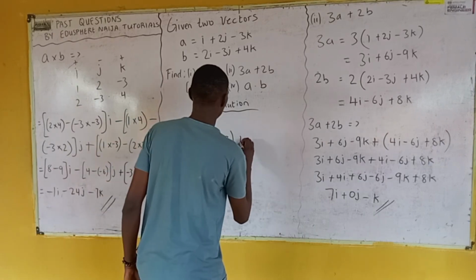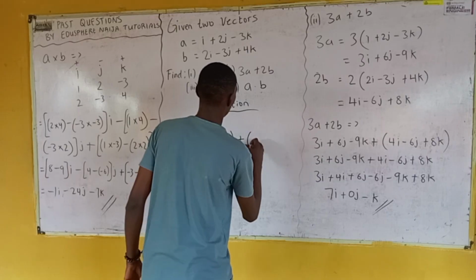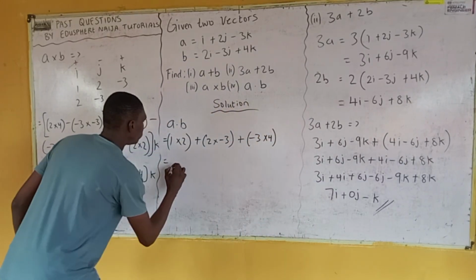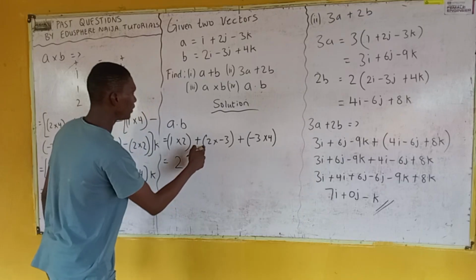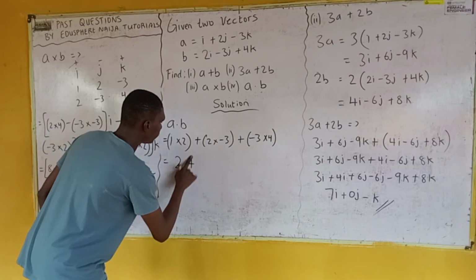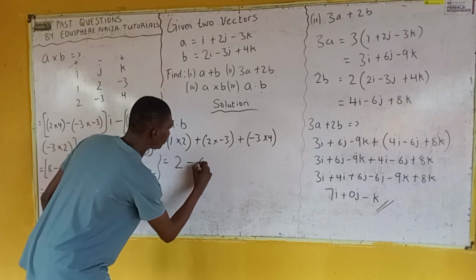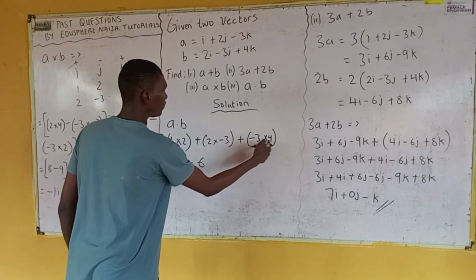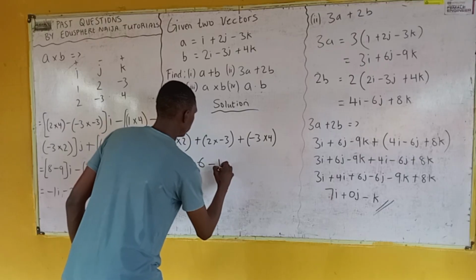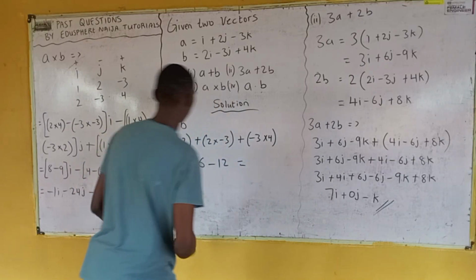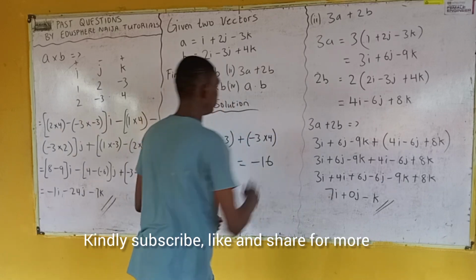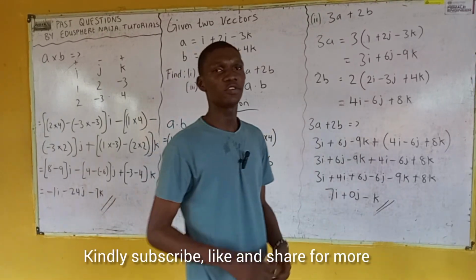Then the next one is minus 3 times 4. So for this one, we have 2. Then 2 times minus 3 is minus 6, so plus times minus 6, that will be 2 minus 6. Minus 3 times 4 is minus 12. So plus times minus 12 is minus 12. And 2 minus 6 minus 12 should give us minus 16. And we've come to the end of this question.